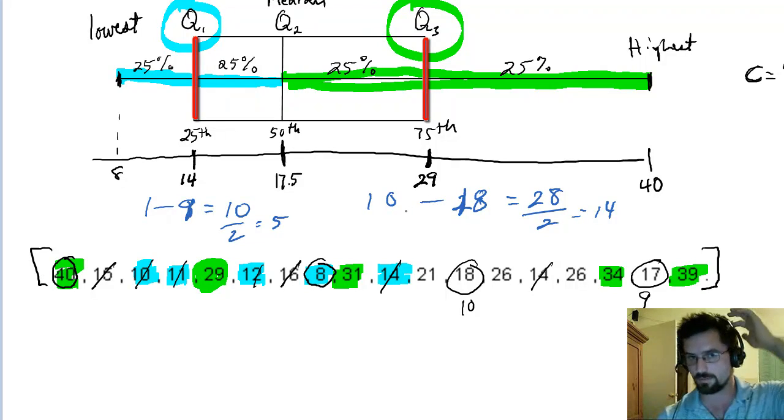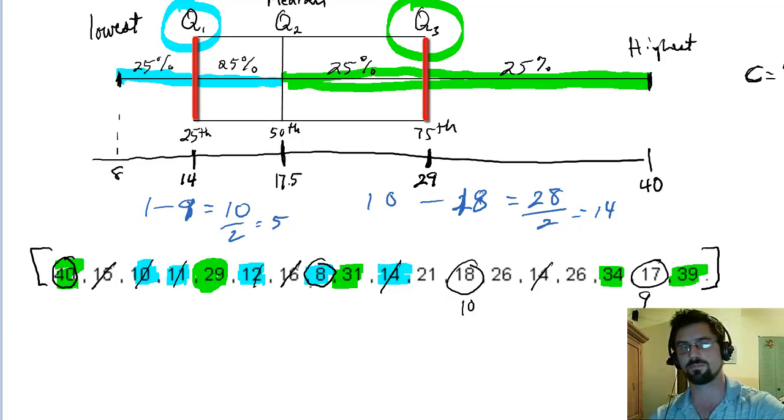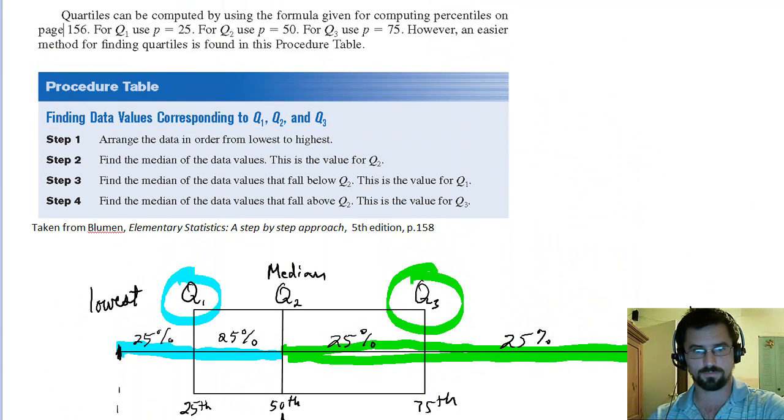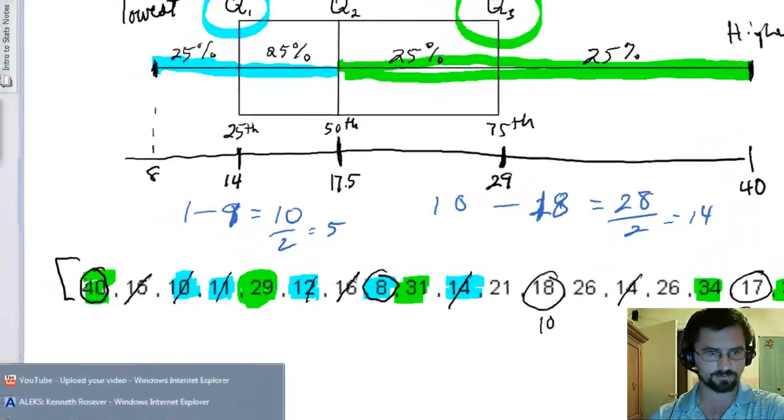Once you drag all those into position in ALEKS, you'll be ready to go. So now let's actually do one in ALEKS. I think you get the procedure, and if you forget it or need it for reference, it is on page 158 in your book, and you'll see the procedure table there. Okay, let's do one in ALEKS.